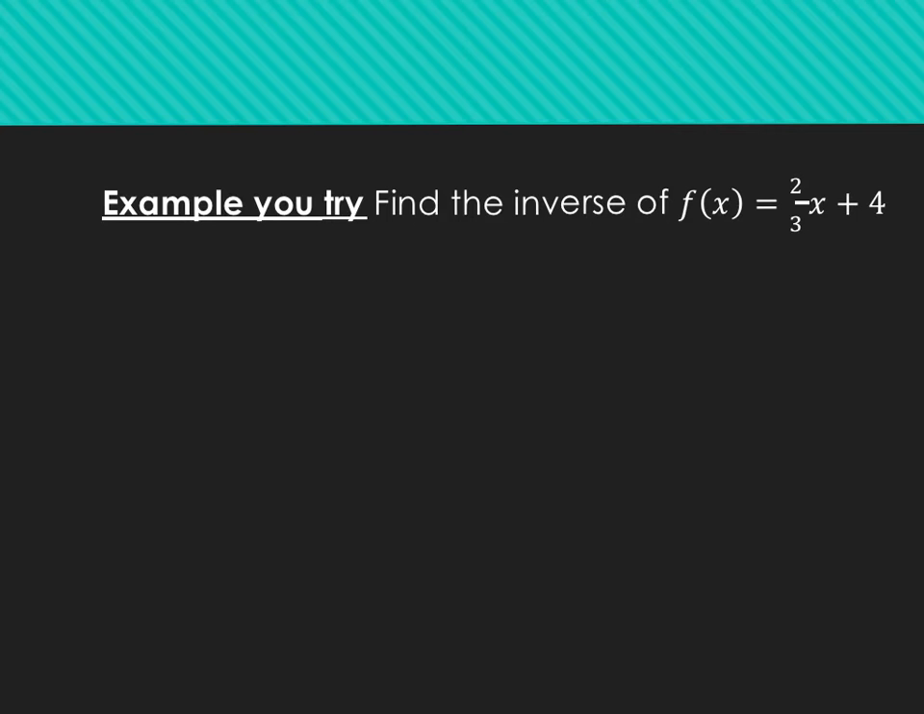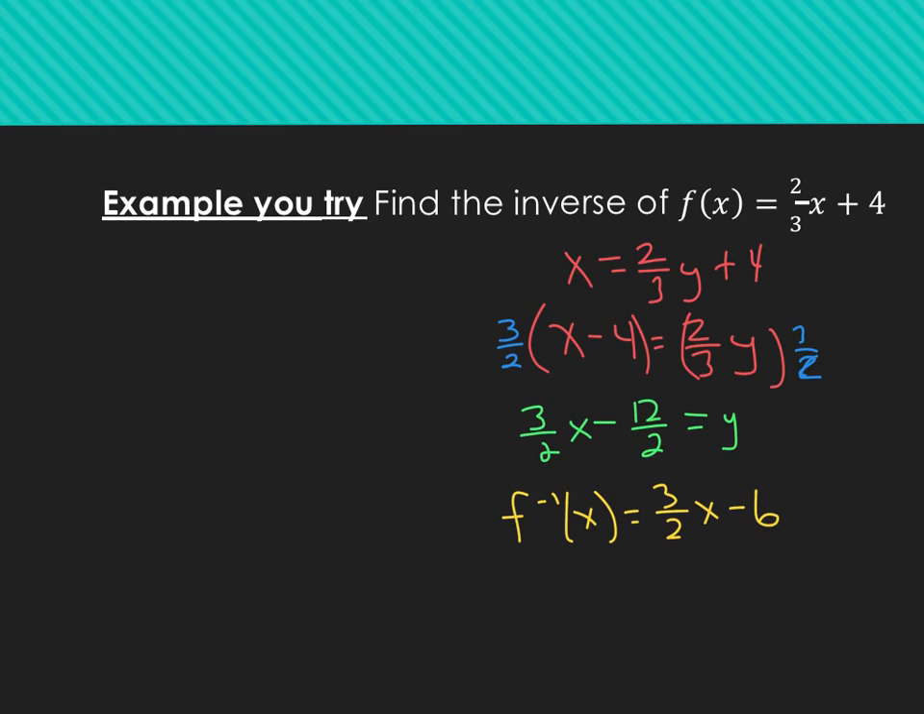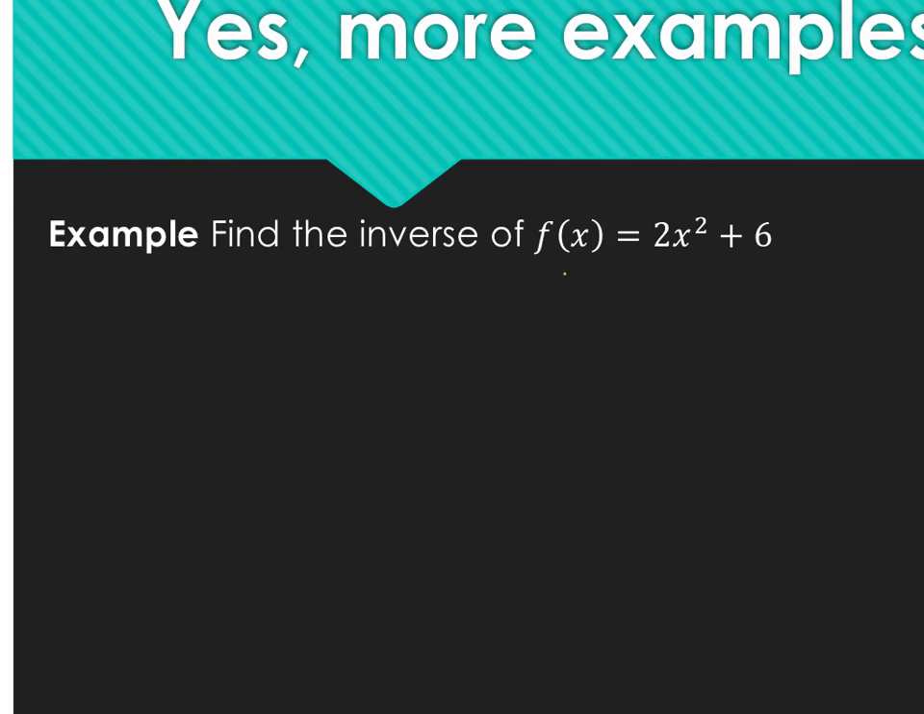Take a minute and try the example you tried. Hopefully you found the inverse of x to be 3/2 x minus 6. And we have one more to look at. Okay, same steps apply. So we'll change the f of x to a y. Next step is to flip the position of x and y. And then we're going to solve for y, so we'll subtract the 6 first to both sides. And then we will divide everything through by 2.